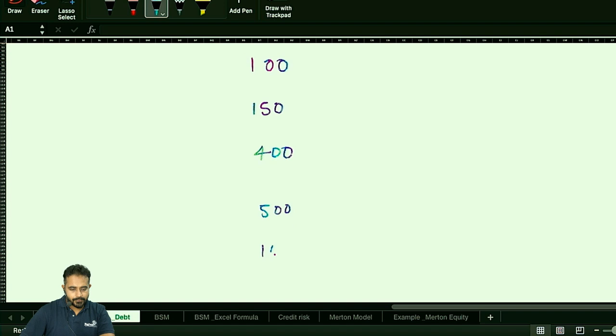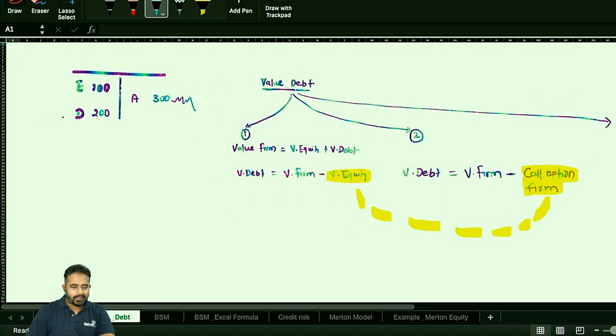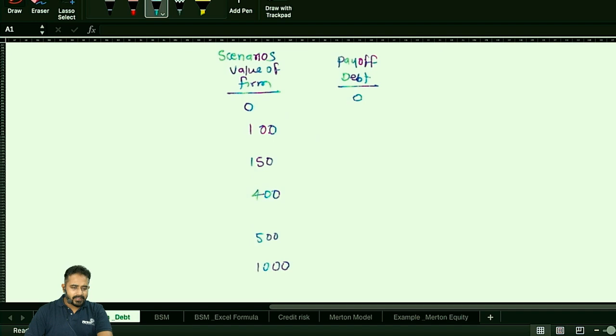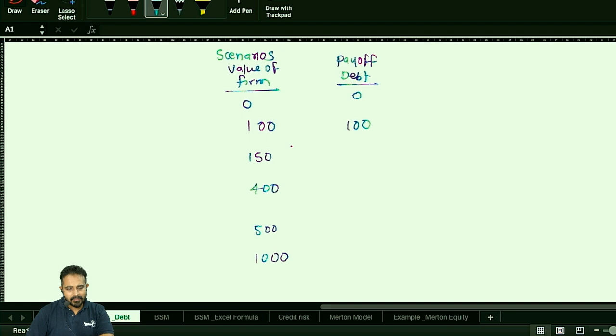Now as a bondholder, my face value of my debt is 200. So on expiry, what will I get? If the value of the firm is zero, I get zero, right? Because the firm is bankrupt. If the value of the firm is 100, I claim the entire 100. So I get the whole 100. Equity will not get anything. If the value of the firm is 150, I get the whole 150. Correct? If the value of the firm is 400, do I get 400? No, because my debt is up to 200, right?